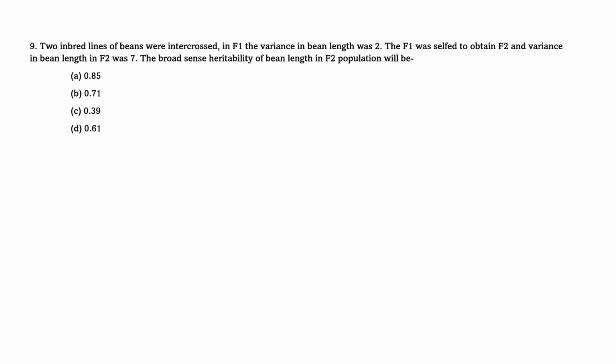Next one. Two inbred lines of beans were intercrossed. The F1 variance of the bean length is 2. The F1 was selfed to obtain F2, and the variance of the bean length in the F2 is 7. What is the broad sense heritability of bean length in the F2 population? So broad sense heritability is equal to genotypic variance by phenotypic variance, right?